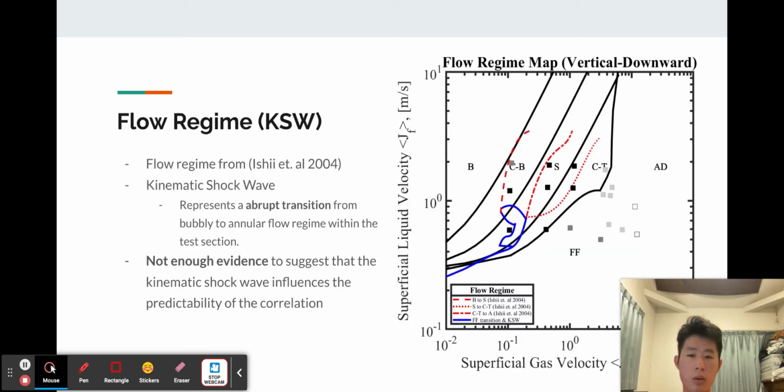One of the considerations that I made was the kinematic shockwave, which represents an abrupt transition from bubbly to annular flow regime within the test section. But there's not really much evidence to support it because there's no data point within this kinematic shockwave. So this was an interesting thing to see, but we didn't have any data, so nothing can be concluded.